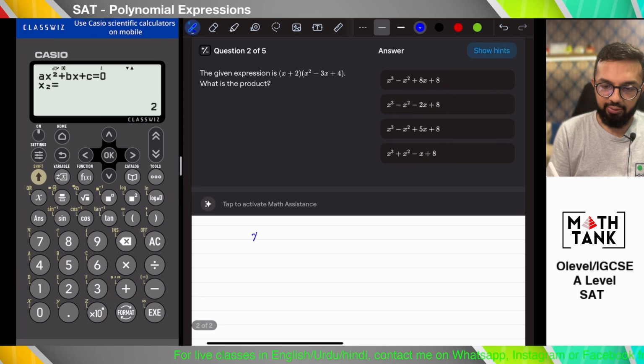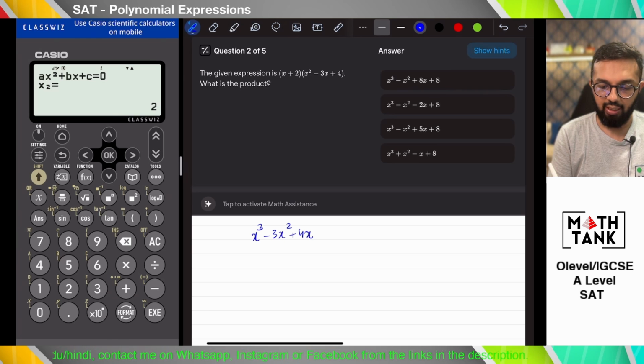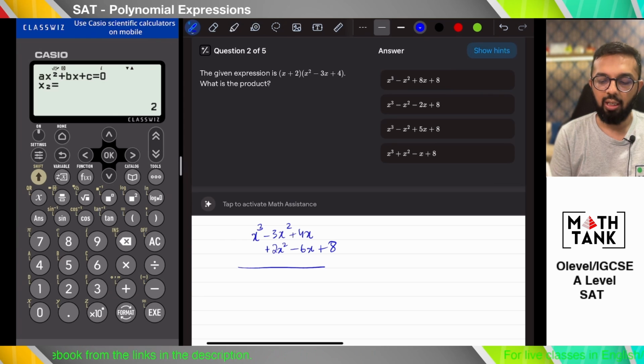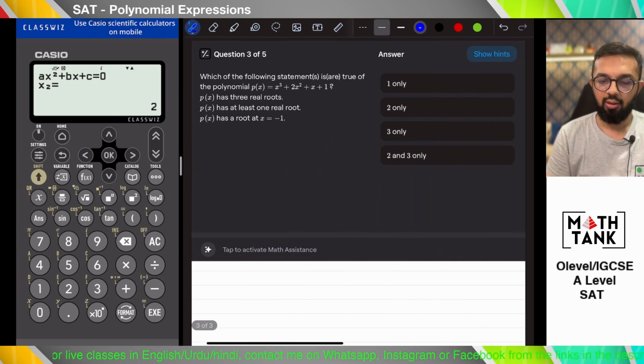A product is simple. So first you multiply with x cubed minus 3x squared plus 4x. And then I have a habit of writing them in the next line. So 2x squared minus 6x plus 8 with 2. Now I net them and I see that x cubed minus x squared minus 2x plus 8. So that should be answer option B.